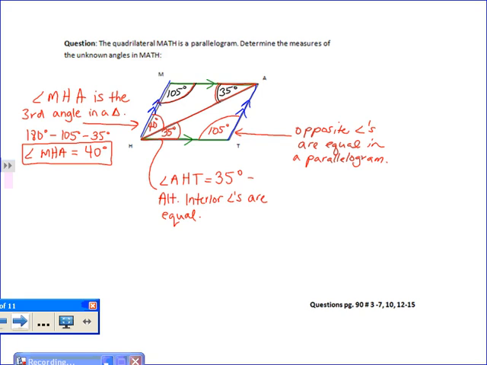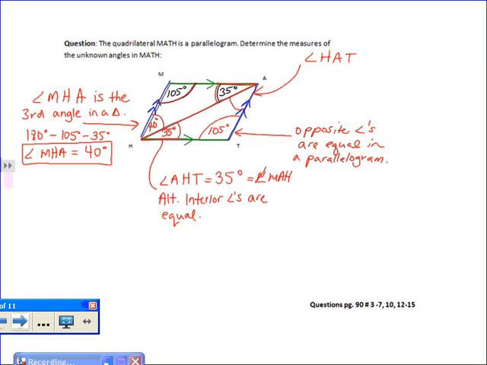So this is equal to the angle MAH, which was equal to that other 35-degree angle that I was given. I only have one last remaining angle to find here, and it's this angle over here. This is the angle HAT.